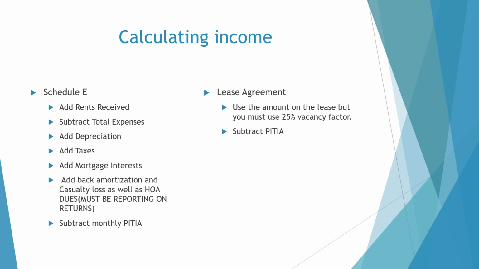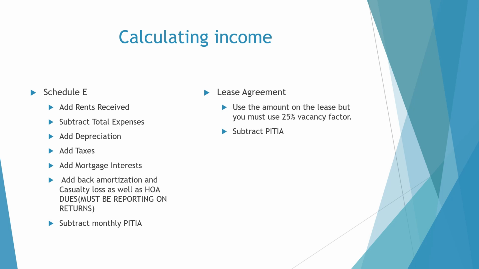I'm going to do a quick overview on how to calculate the income. I'm not going to go into detail on this as this will need to be saved for another time and more of a class setting. If you are using the lease agreement method to calculate income, you're going to use the amount listed on the fully executed lease. But you have to take into account a 25% vacancy factor and then subtract your PITIA.